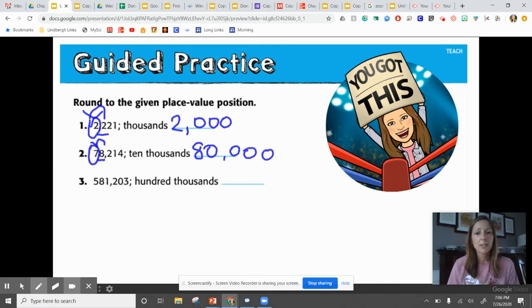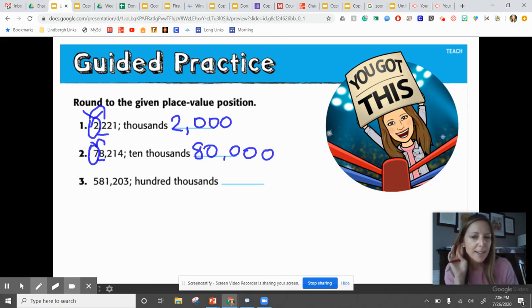Okay, this is our last one. Hopefully this is all sounding familiar and you're getting the answers correct. We have 581,203, and we want to round that to the 100,000s. So looking at that number, what number's in the 100,000s place?